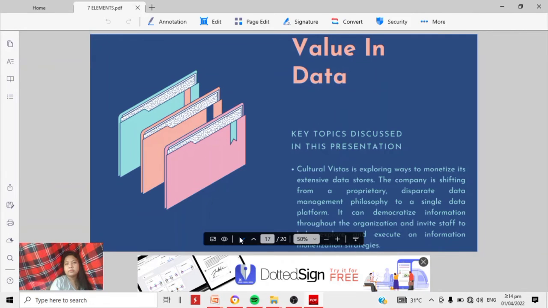So next will be the value and data. The key topic discussed in this revision is Cultural Vistas, or Business Vista, which is exploring ways to monetize its extensive data stores. The company is shifting from a proprietary, disparate data and information management philosophy to a single data platform. It can democratize information throughout the organization and invite staff to help explore and execute on information monetization.